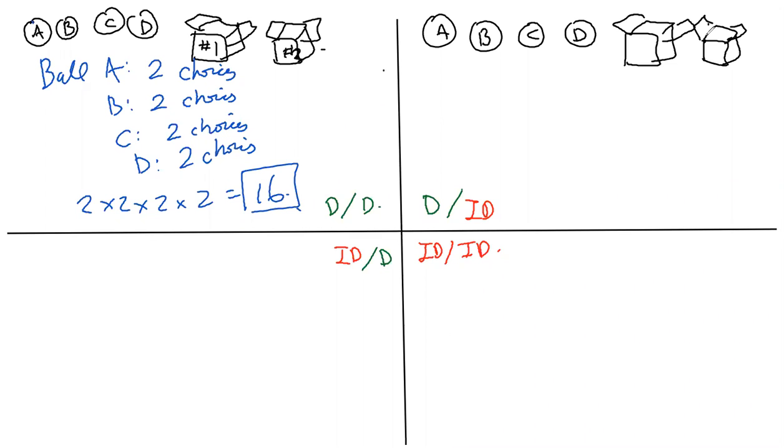This time the 4 balls are still different, so it matters if I put A here; it would be different from putting B there. But the key difference is that the 2 boxes are now indistinguishable. So how many ways can we do that? Does anyone have any ideas? Howard says 8. Why do you say 8?